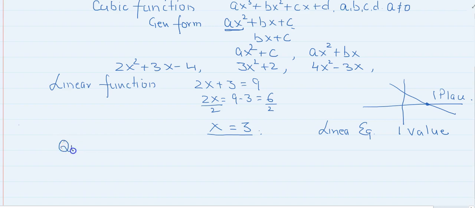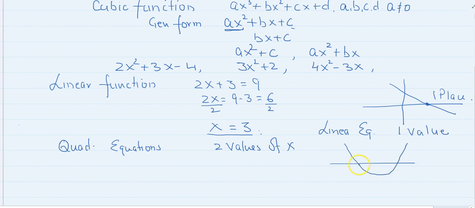Now we talk about the quadratic equation. Quadratic equations are having two values of x. That values may be same, that may be real, and that may be imaginary values. Generally, the graph of a quadratic equation intersects the x-axis at two places. So we have two values of x.